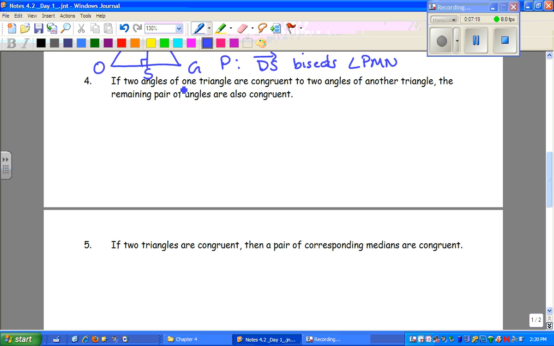Number 4. If two angles of one triangle are congruent to two angles of another triangle, the remaining pair of angles are also congruent. Well, what do we have here? We have two triangles. So we'll draw one triangle. Let's call it QRS. Now we'll draw another one.